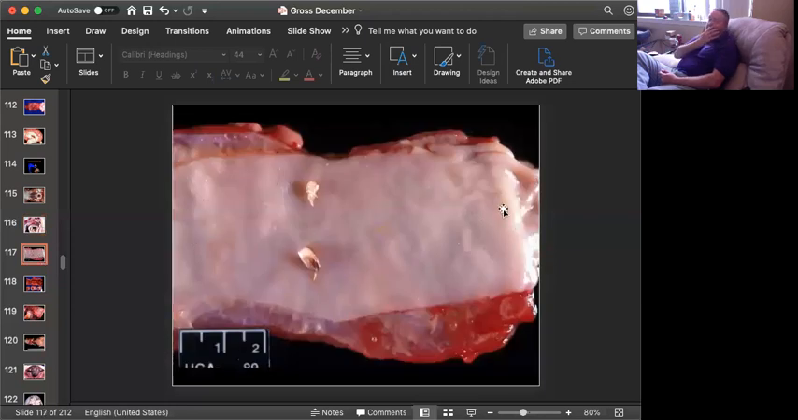Okay, slide number 3 is tissue from an ox. Can you give me a morphologic diagnosis and a cause?